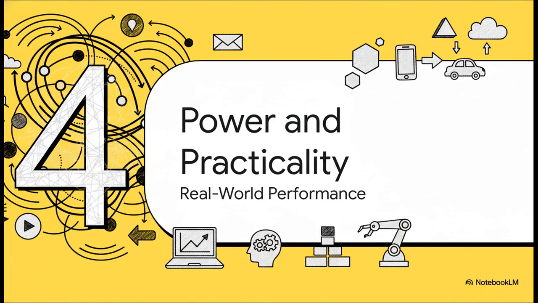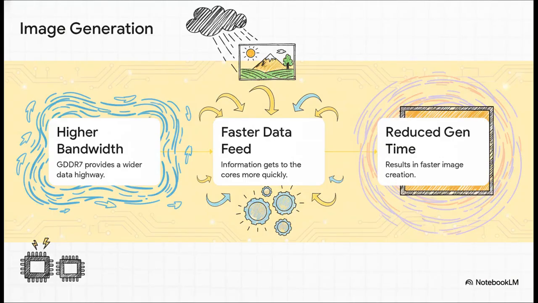How do these numbers on a spec sheet actually translate into practical performance for the things you really do with these cards? Let's take something like generating images with Stable Diffusion. The 5080's amazing memory bandwidth lets it feed data to its thousands of cores way faster. And the direct result of that? A really noticeable drop in the time it takes to generate those high-res images.